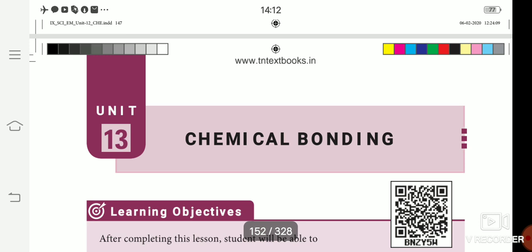So one example of a coordinate covalent bond is ammonia. What is the ammonia formula? Ammonia is NH3, nitrogen and hydrogen. Only one nitrogen and three hydrogens are present. So the ammonia molecular formula is NH3. Okay, NH3. Then another example is BF3, boron trifluoride.